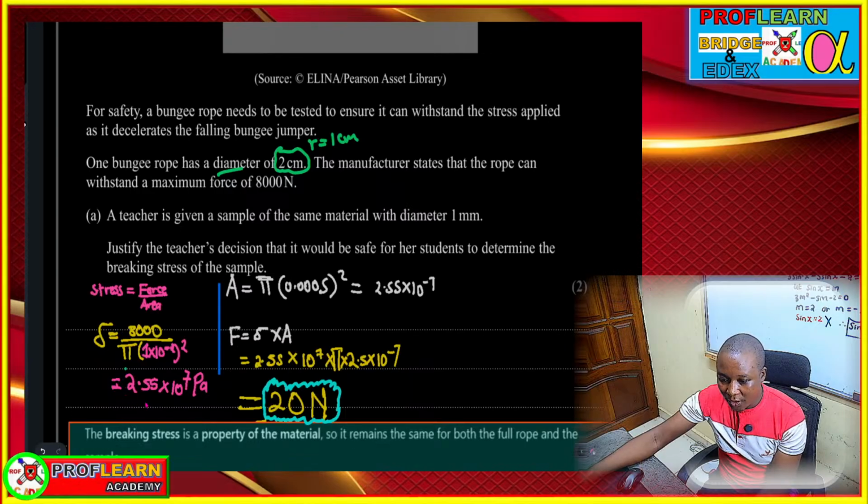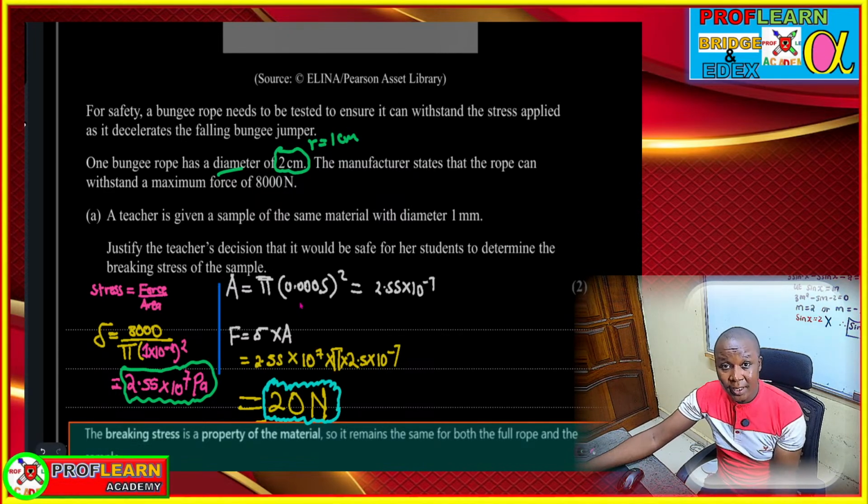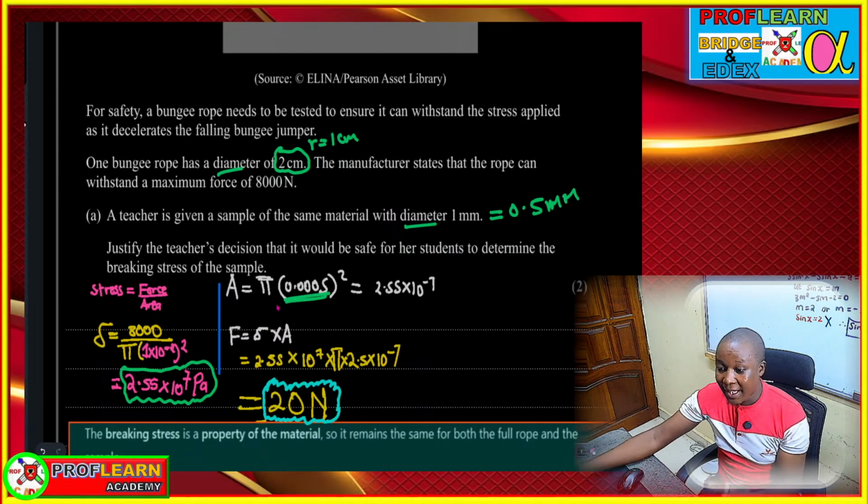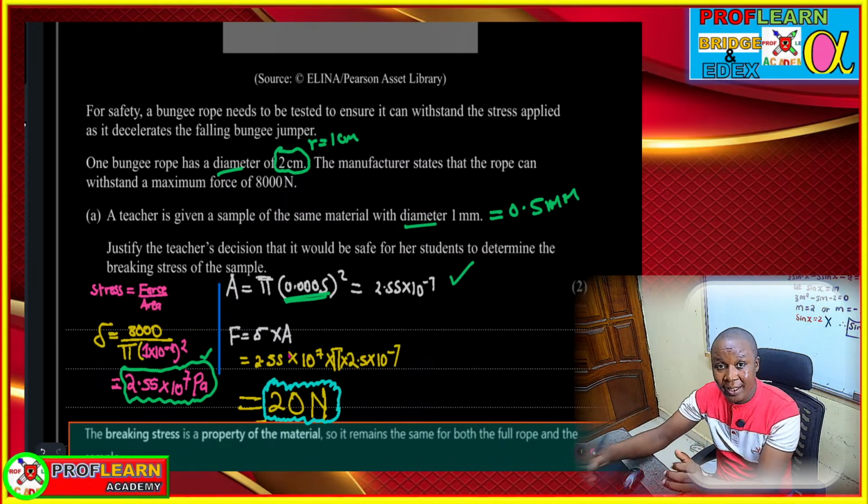After we have gotten the stress of the material for that case, which is 2.55 times 10 to the power 7 pascals, we remember that the stress will remain the same. But for the second case, we are going to use the radius that was given here. This is the diameter, so we have to use the radius of 0.5 millimeters and work out the area. Then using the area obtained, which is in meter square, and the stress that we have gotten here, we can calculate the force this material will be subjected to.